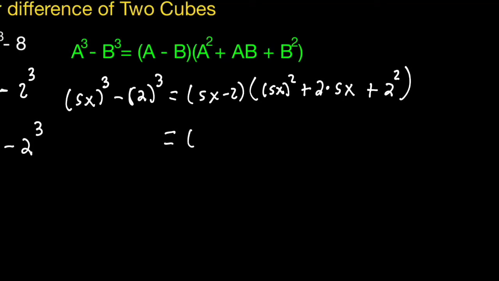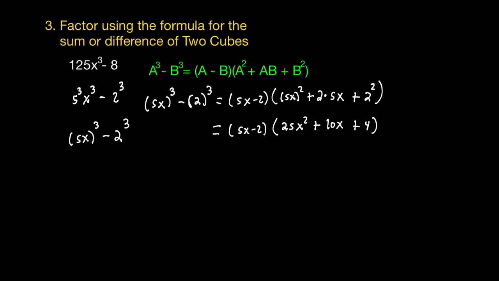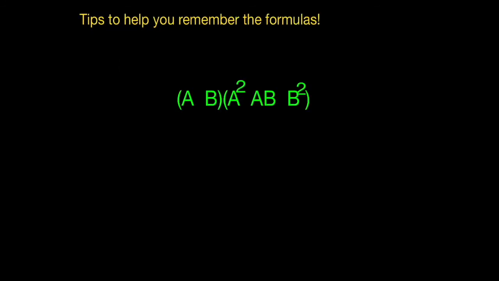Let's simplify this, and we get 5x minus 2 multiplied by, here, due to the rules of exponents, the power is going to distribute to both the 5 and the x. So 5 raised to the second power is 25. And then x raised to the second power, that's just x squared. We're going to add 2 times 5x, that's 10x. And lastly, the 2 to the second power is going to be 4. And that would be the factorization of 125x cubed minus 8.